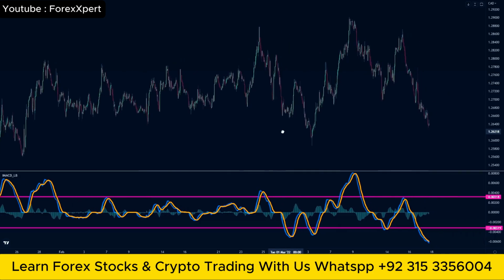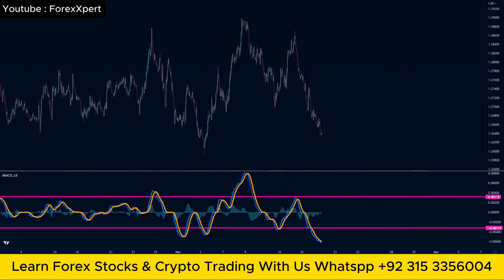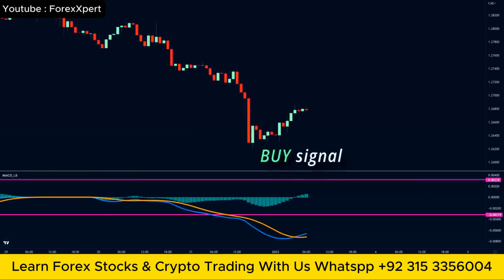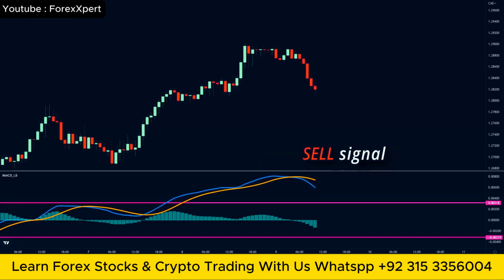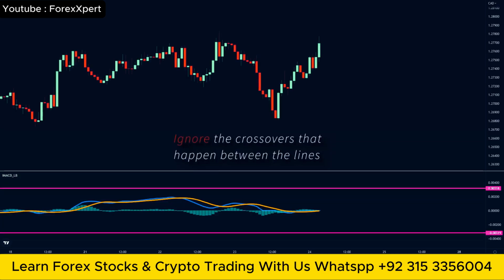Now that your indicator is ready, here's how you trade the strategy. So first, for your buy signal, you want to only take positions if the impulse MACD crosses over upwards, but the crossover needs to happen below the oversold line. Similarly, for your sell signal, you only take positions if the impulse MACD crosses over downwards, but the crossover needs to happen above the overbought line. Remember, crossovers that happen between the lines like this will be ignored. This is because we want to make sure that we only take positions if the price is overextended.